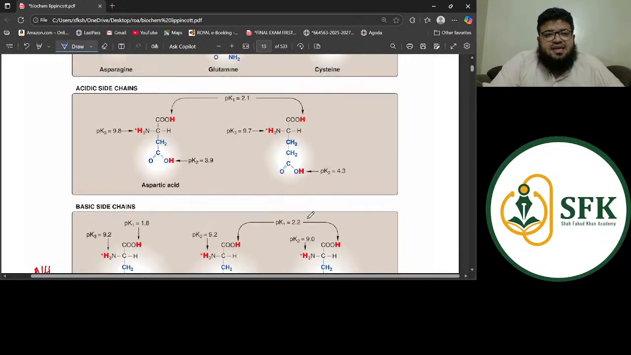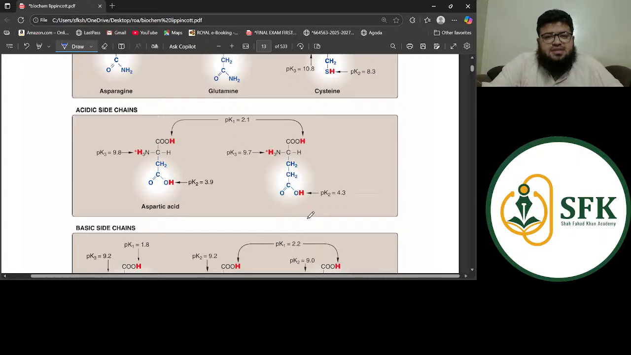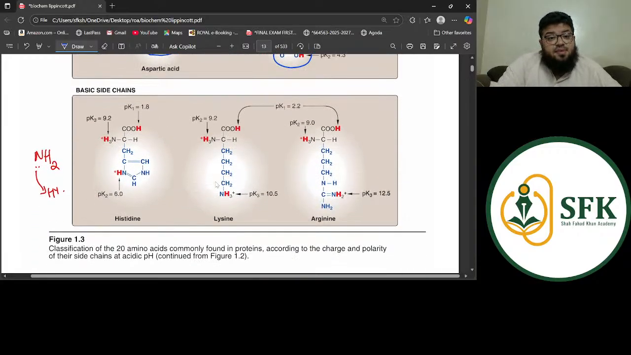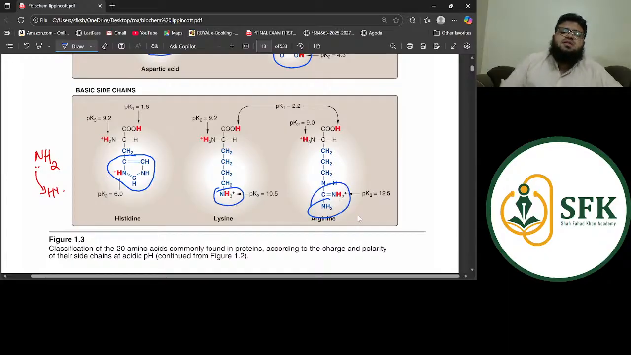Then we've got acidic amino acids, acidic side chains basically. In acidic amino acids, you can see that there is a carboxylic acid group right here, a carboxylic acid group right over here, which makes them acidic. They have a pH of less than 7. Then basic side chains. Basic side chains are the ones in which you've got an amino group as the side chain.